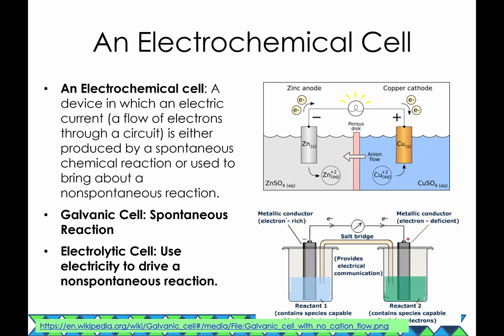An electrochemical cell is a device in which an electrical current, or the flow of electrons through a circuit, is either produced by a spontaneous chemical reaction, or sometimes we will drive a non-spontaneous chemical reaction using an electrical current in an electrochemical cell. So galvanic cells, or sometimes also called voltaic cells, are spontaneous. And electrolytic cells are non-spontaneous. It's when you use electricity to drive a non-spontaneous reaction. But both of these are types of electrochemical cells.